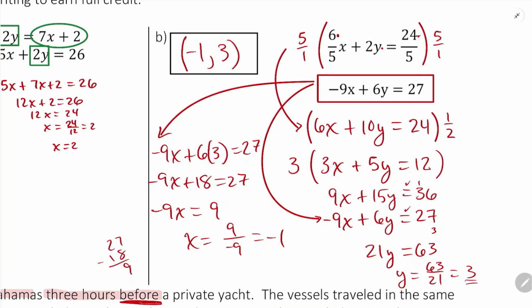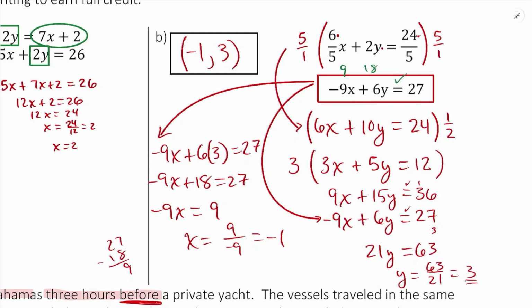So the second equation, if I'm checking it, negative 9 times negative 1 is going to be 9, and then 6 times 3 is 18. 18, 19, 20, 21, 22, 23, 24, 25, 26, yeah, it does. It is 27. So 9 and 18 is 27. So we definitely found a solution that works in the second equation.